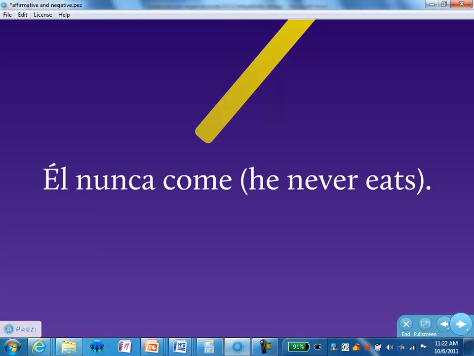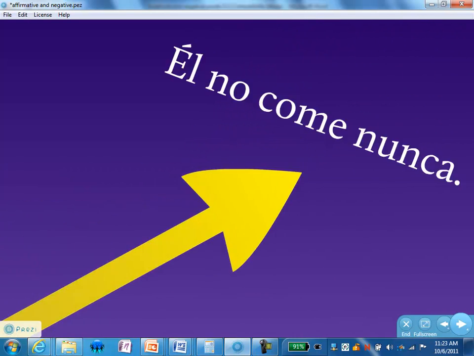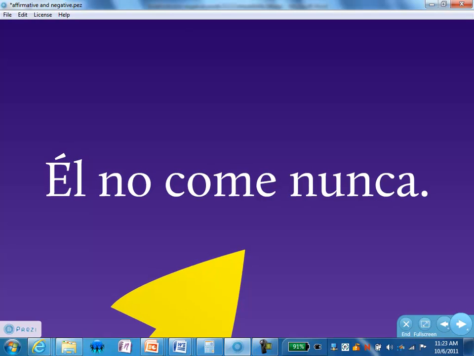Notice that the word nunca is coming before the verb come. He never eats. But there's another way to say this. You can say él no come nunca. So we have moved the word nunca after the verb, but we still have to have a negative word there, so we're going to use no. Something important to note here is that we have two negative words in the statement. So that means that we can use double negatives in Spanish, and that's perfectly acceptable.